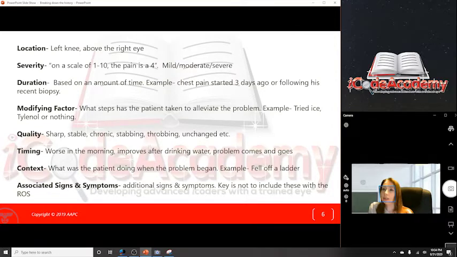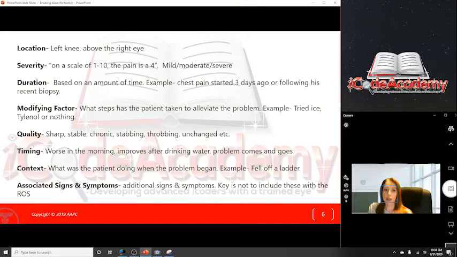Modifying factors is the next one. This is going to be what steps has the patient taken or not taken to alleviate the chief complaint or the problem. So maybe the patient has been trying ice, physical therapy, Tylenol, or even documentation stating that the patient hasn't tried any of these. That is still going to be a reflective element that we can go ahead and take as a modifying factor for the HPI.